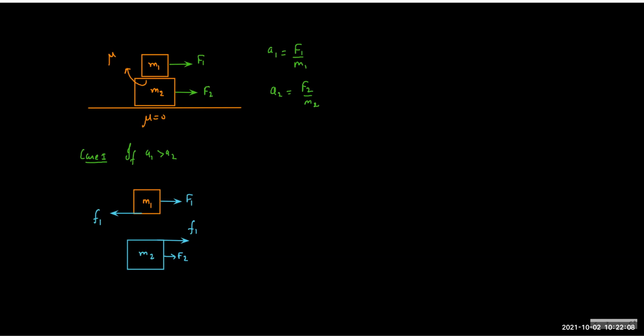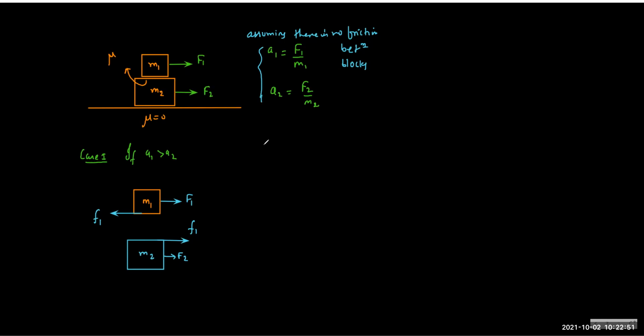A student asks: in the acceleration of 2, it should be F2 by m1 plus m2. No, this is the acceleration when we assume there is no friction. This is the thinking process to find the tendency. This is not the value, this is not the answer. Assuming there is no friction between the blocks, this would have been the acceleration, and from here you can guess.